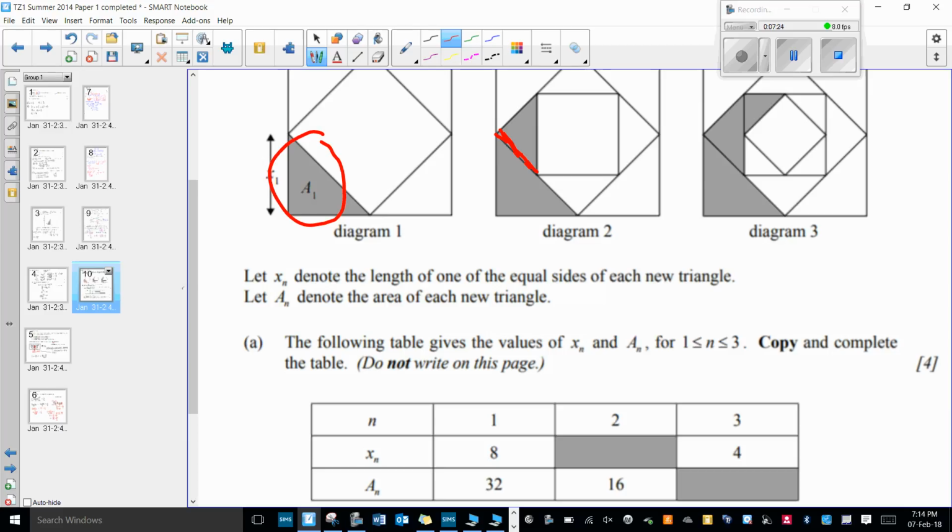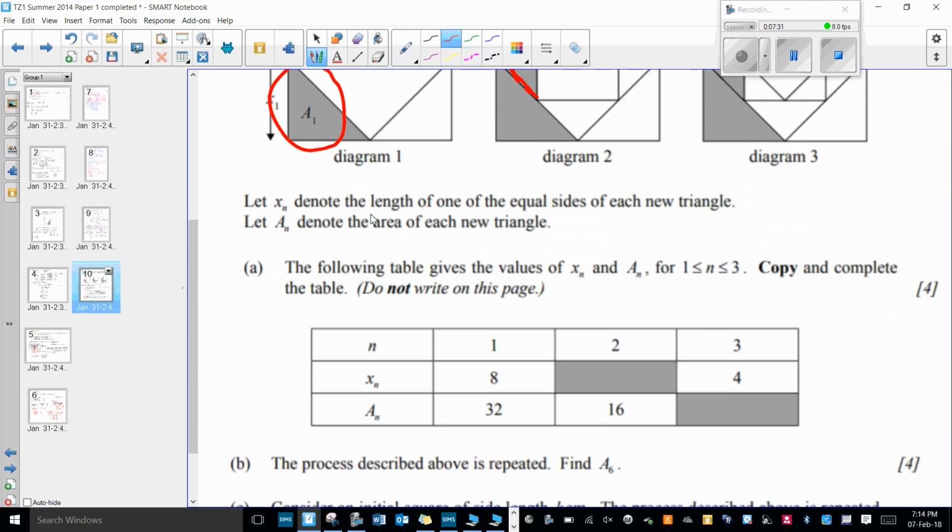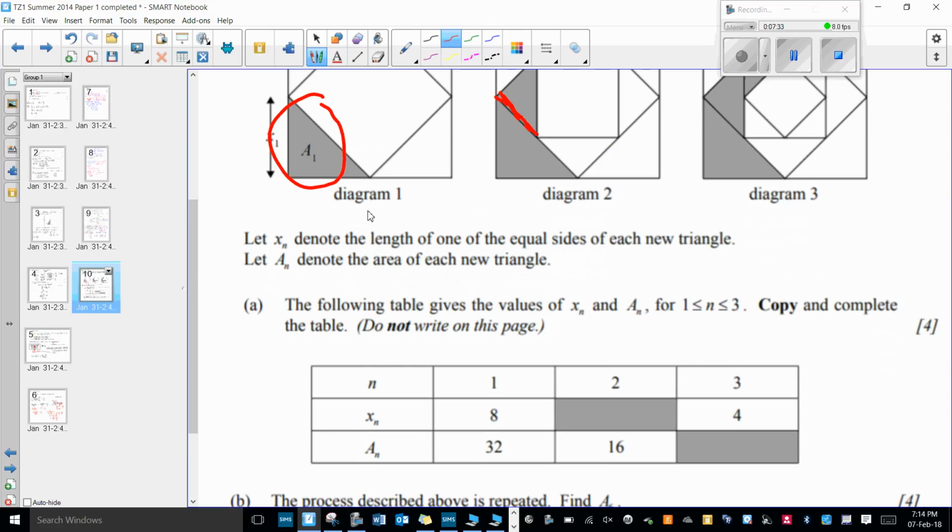So we know we're using Pythagoras' theorem. I'm just seeing if I can fit it in somewhere. Maybe we should do it here. So Pythagoras' theorem would be 8 squared plus 8 squared and square rooted. So that's 64 plus 64. So that's root 128. But it's half of that. So that's root 128 over 2.